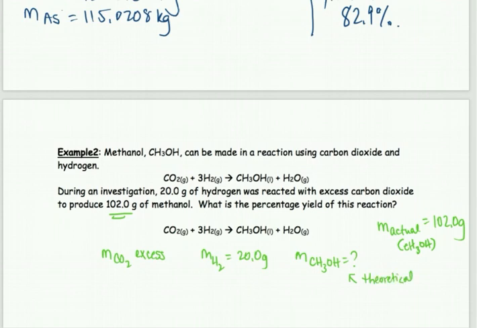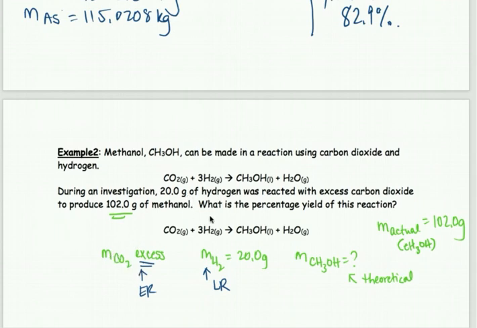What's different about this one compared to the last one is that it's telling you that 20 grams of the hydrogen was reacted with an excess amount of carbon dioxide. In a way, this is literally telling you, because when you have two substances, you need to figure out which one's limiting. It's telling you that this is an excess. So right away, that's the excess reagent, and therefore this is the limiting reagent. Look for questions like that where it'll tell you literally which one's the limiting reagent.